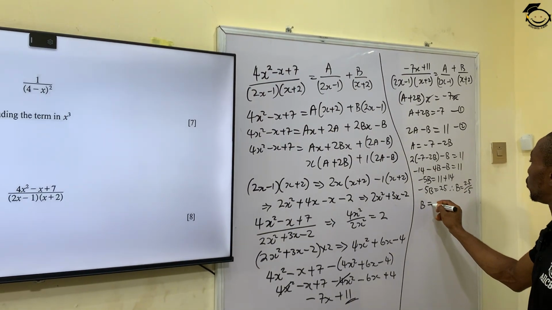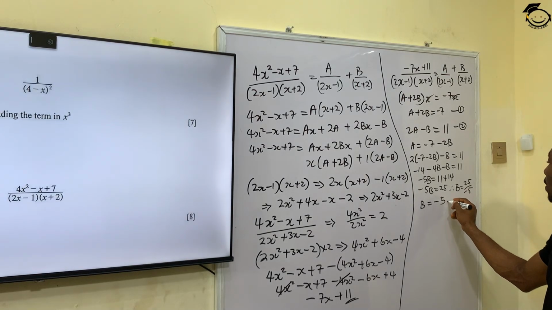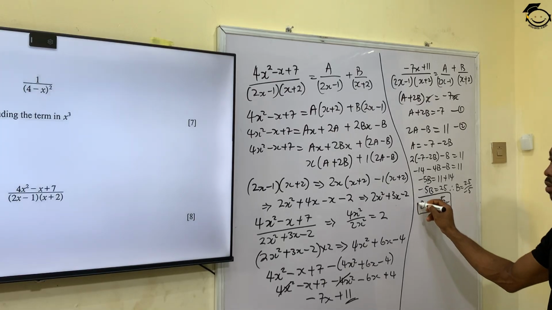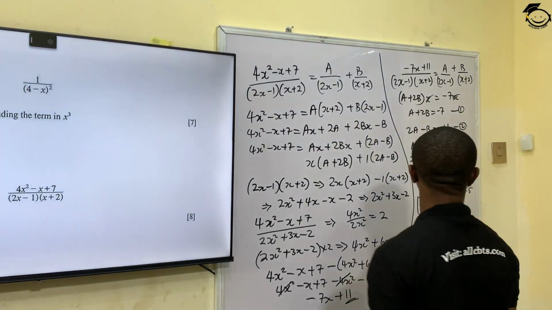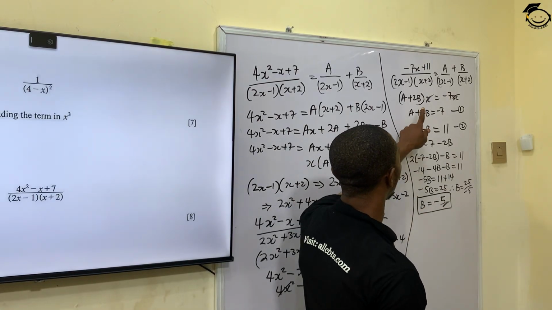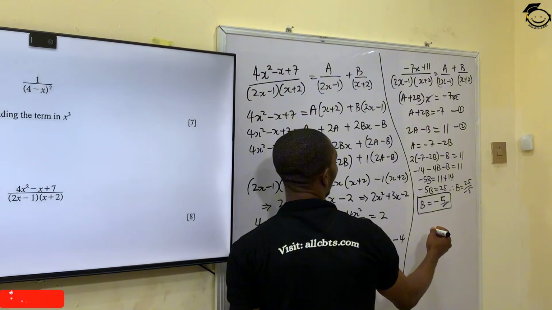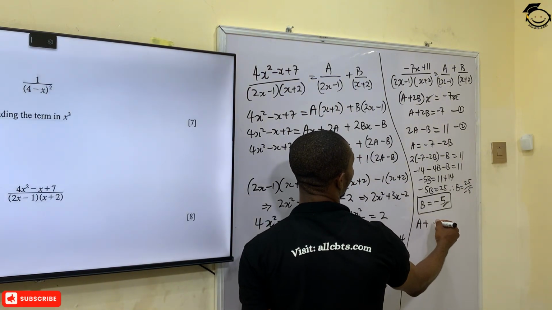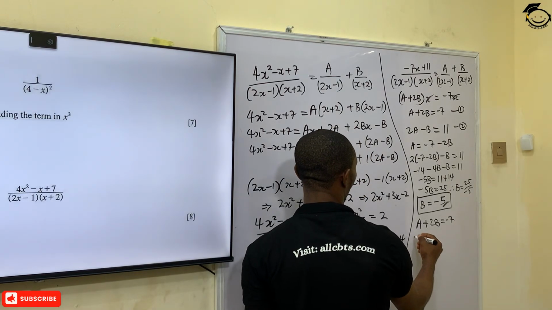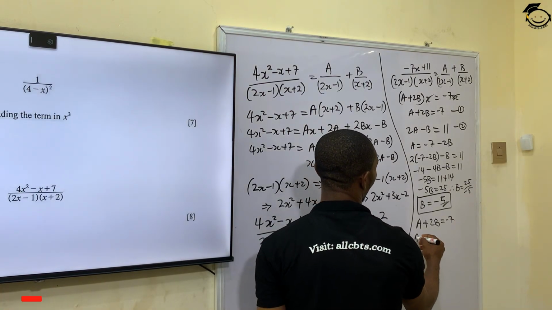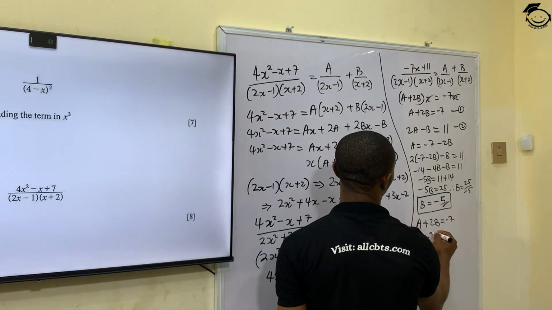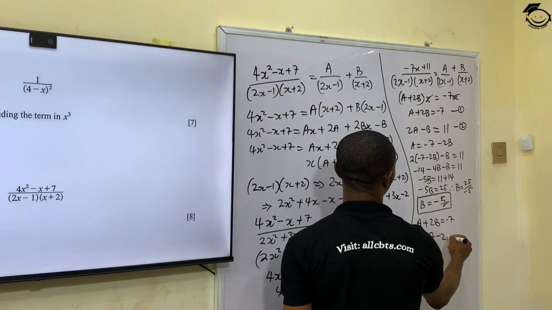So the value of our b will be minus 5. Now, knowing that our b is minus 5, we can now substitute the value of b into our equation 1. Now, a plus 2b equals minus 7. Now, this will give us a equals minus 7 minus 2b.